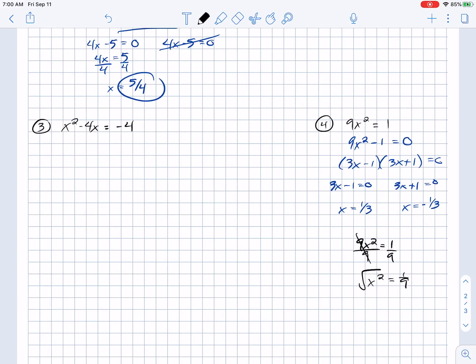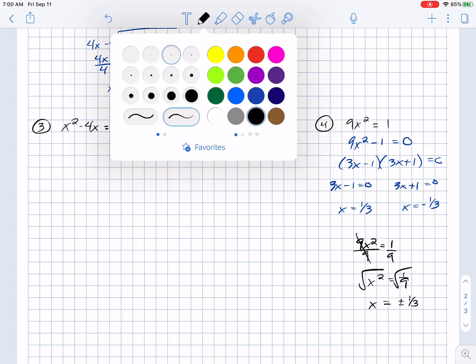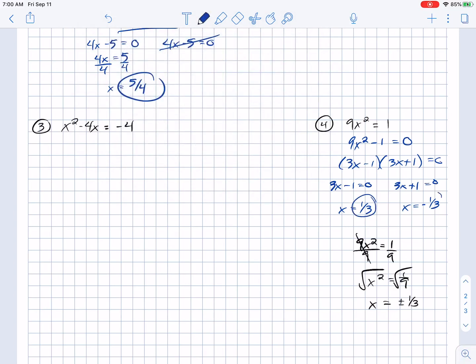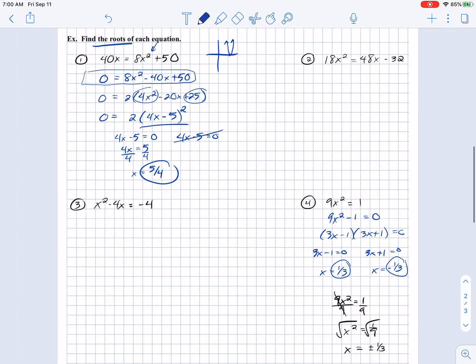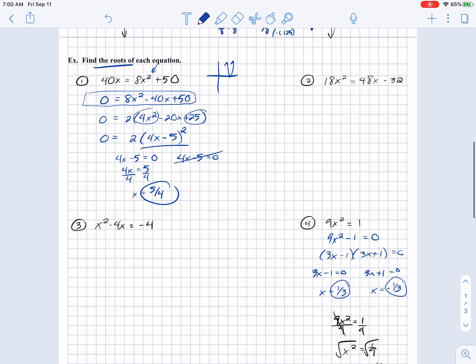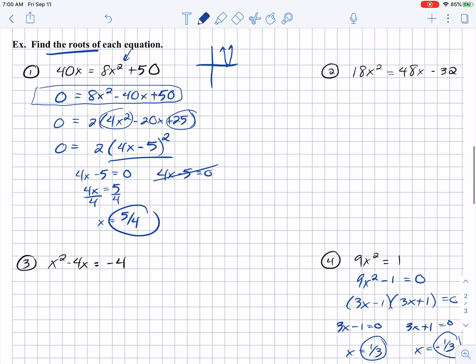Get rid of the square by taking the square root. The square root of 1/9 is just 1/3, and don't forget when you take the square root of an equation, you have plus or minus, which is why we get the positive 1/3 and the negative 1/3. All right, why don't you guys work out number 2, and we'll check the solutions when you are done.